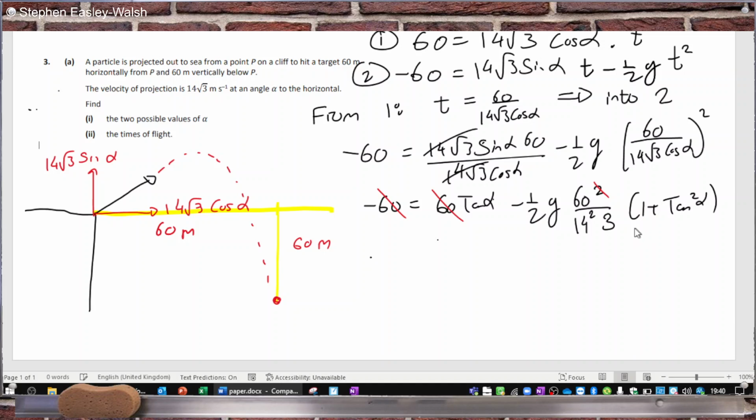maybe I should also multiply by, let's see, 60 divided by 2 divided by 3 divided by 14 squared. So that's 5 over 98. Oh, 98 times g. Oh, that's nice. That works out to be a half. So you get minus 1 equals tan alpha. Now let me double check that. Minus 0.5 times 9.8 times 60 divided by 3 divided by 14 squared. Yeah, that's great. Minus a half, 1 plus tan squared alpha.